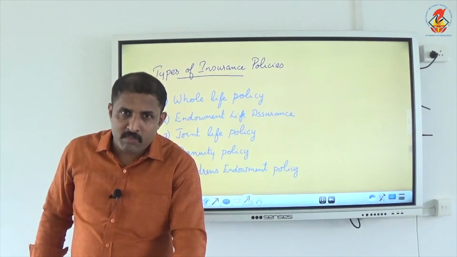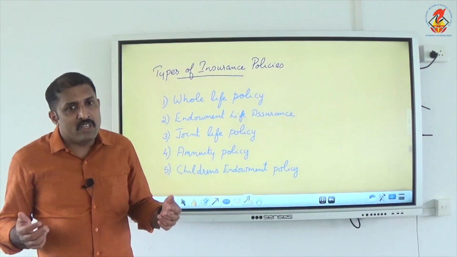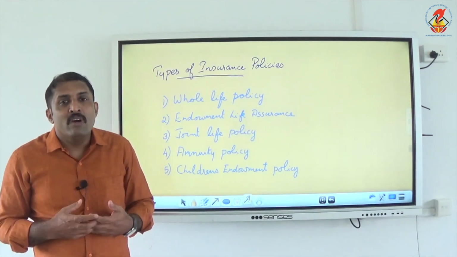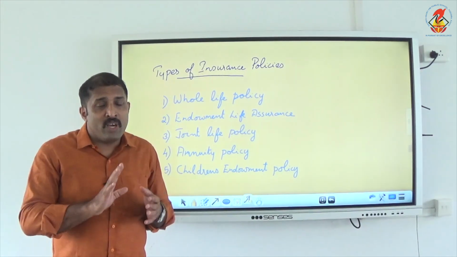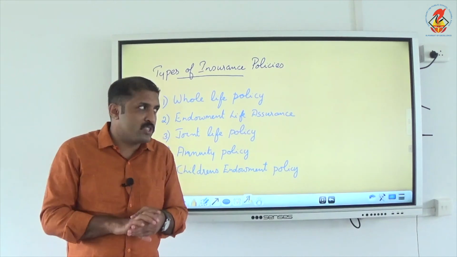The only beneficiaries will receive it. All the legal heirs will receive it. So, that is why it is called a whole life policy. That is one of the types of life insurance policy.